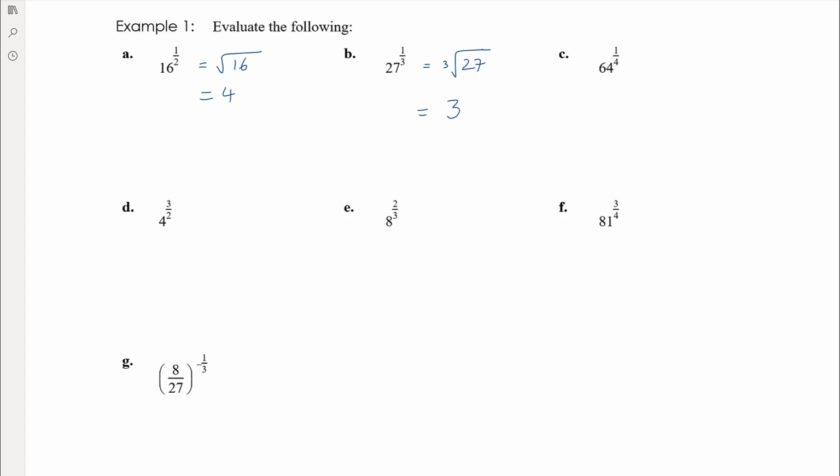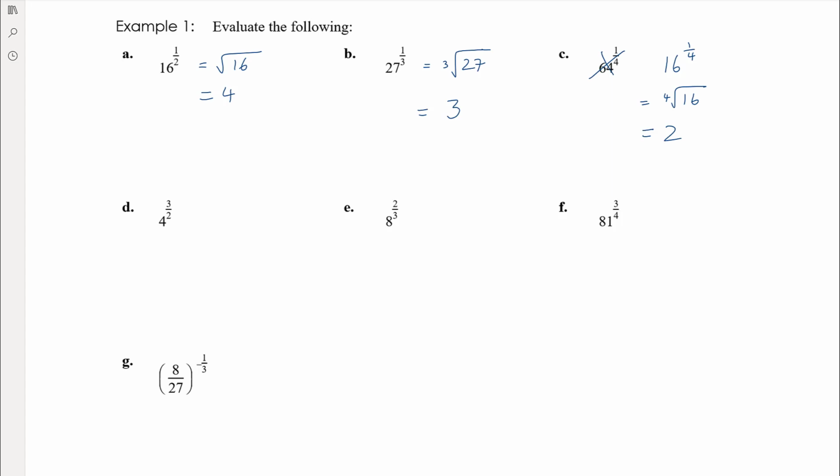64 to the power of a, sorry, that's not right. That's not going to work. Can we make that a power of a third? Or let me change that question. Let's just do 16 to the power of a quarter. Okay, so that is the fourth root of 16, and that is 2, because 2 to the power of 4 is 16. This is where you really need to know a lot of those powers.